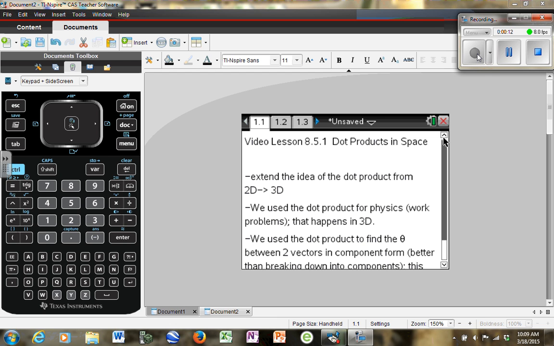We're going to be talking about the dot products in space, the final frontier. Well, it's almost final frontier. We got one more lesson to go.